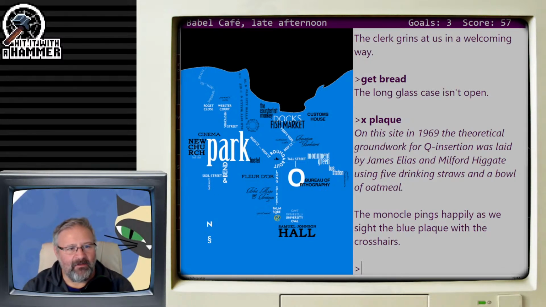Examine plaque. On this site in 1969, the theoretical groundwork for Q insertion was laid by James Elias and Milford Higgett using 5 drinking straws and a bowl of oatmeal. The monocle pings happily.